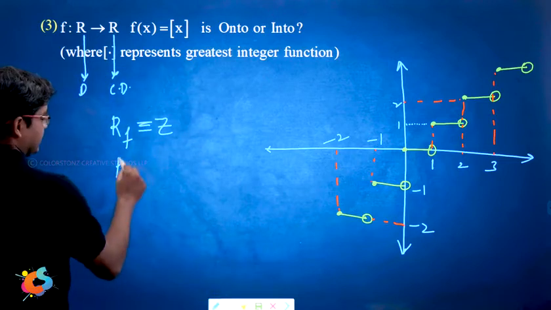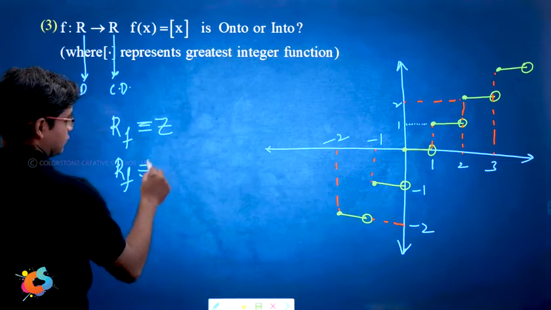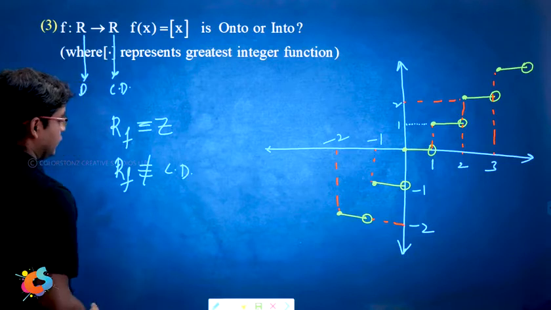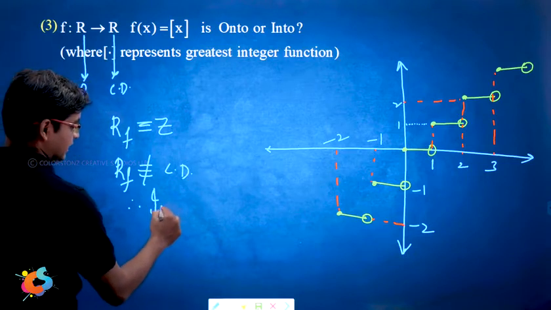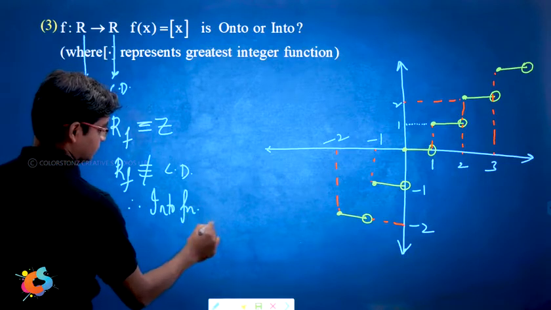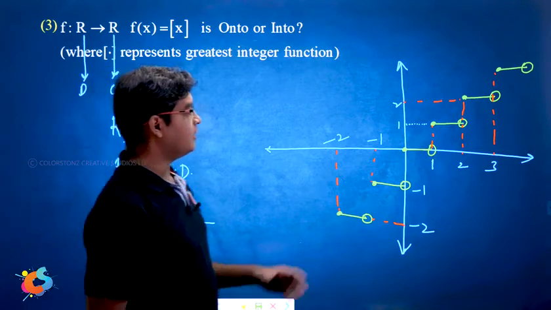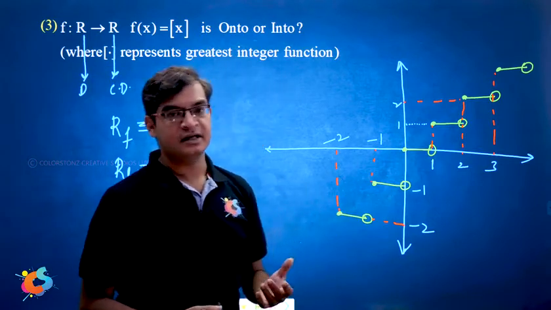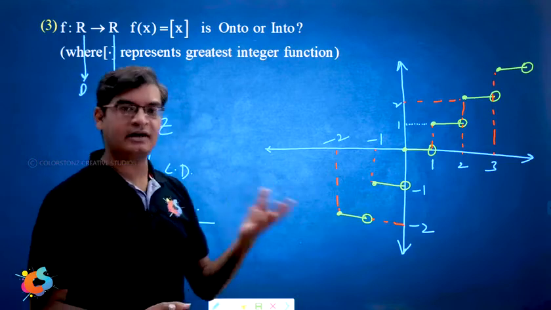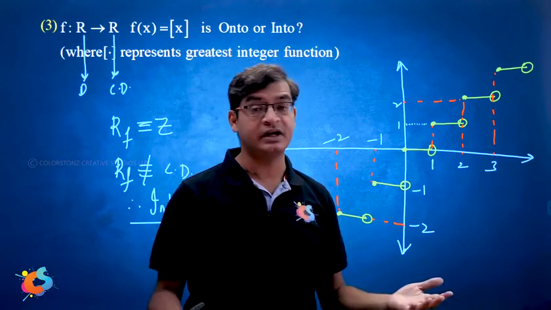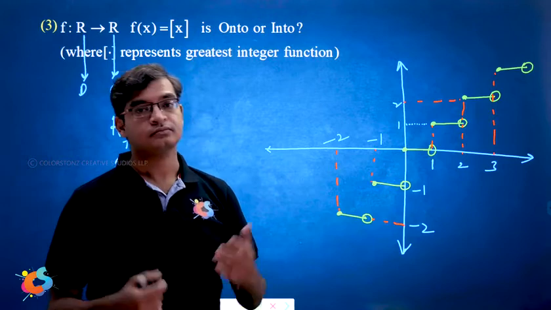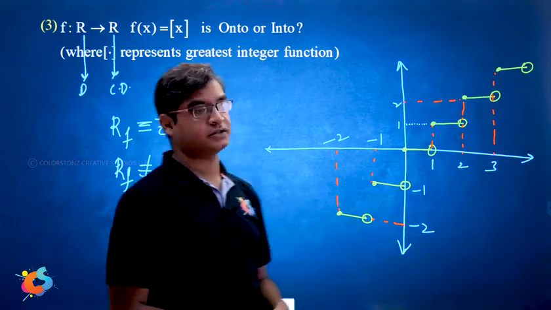So clearly we can see range of the function is not equal to codomain. So therefore, this is an into function. But if you have this graph in your mind, then you need not even draw it. Right away, you can give the answer. The range is set of integers. So therefore, it is an into function.